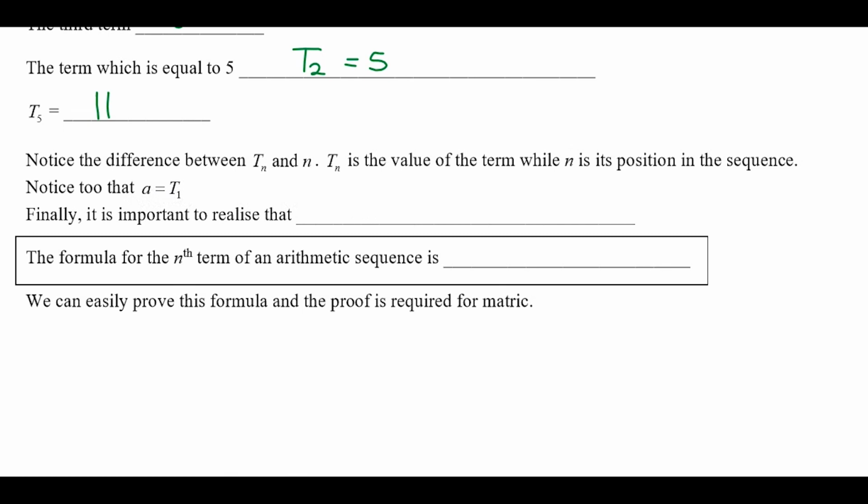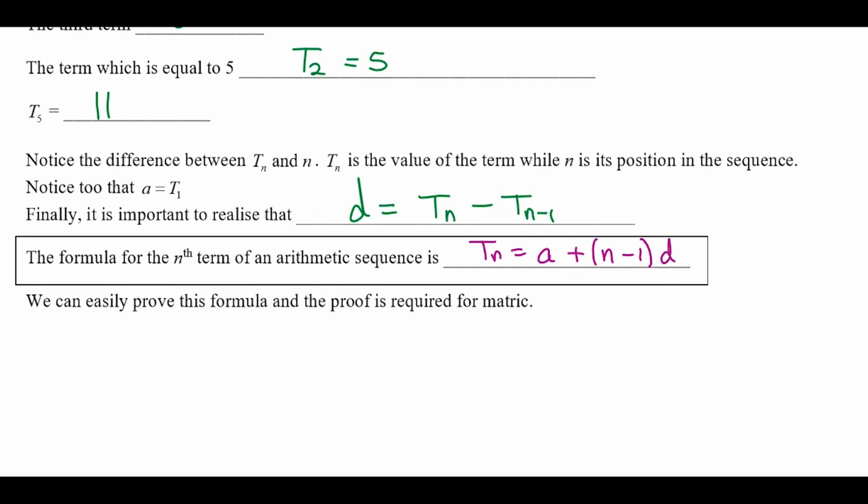Finally, it's important to realize that the common difference is any term minus the term before it. We said that just now. Now we're writing it in symbols. Now we've got a formula for the nth term of an arithmetic sequence. And here it is: Tn equals a plus n minus 1 lots of d.